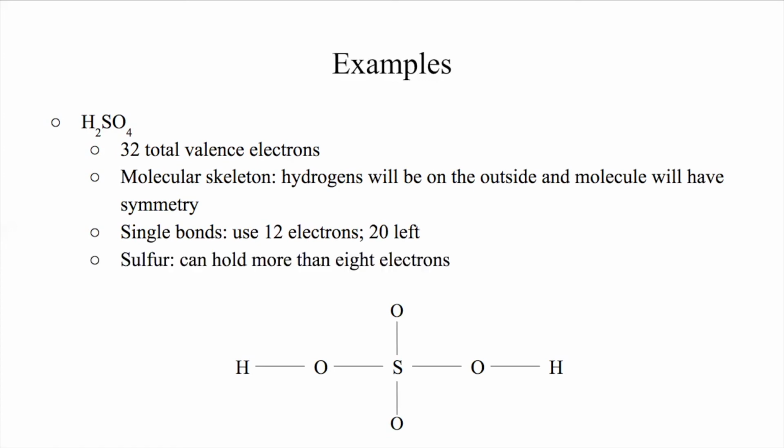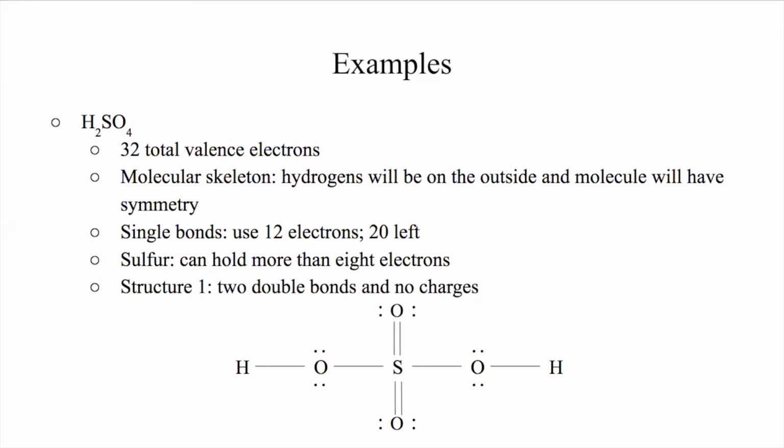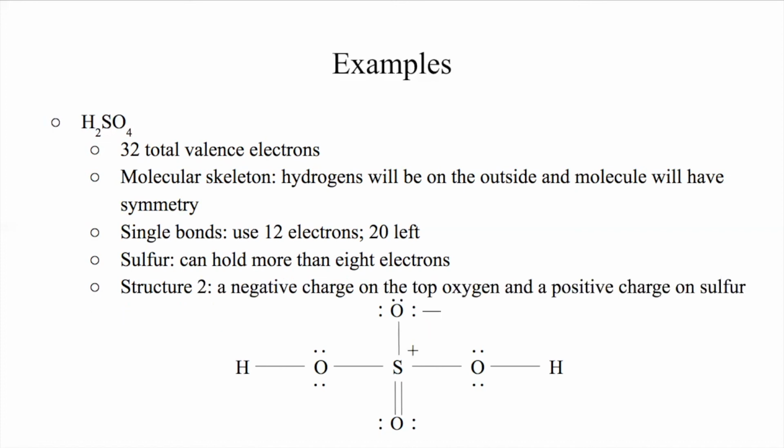Remember that sulfur is a third row element, so it can hold more than 8 electrons. With this in mind, we can draw a structure that looks like this, with double bonds on the top and bottom oxygen atoms, no charges, and 12 electrons on sulfur. Let's rearrange a little. We can scooch 2 electrons from that top double bond onto the oxygen atom, producing a structure that looks like this.